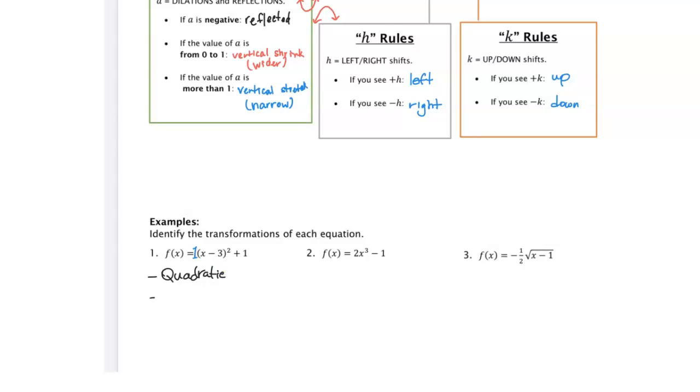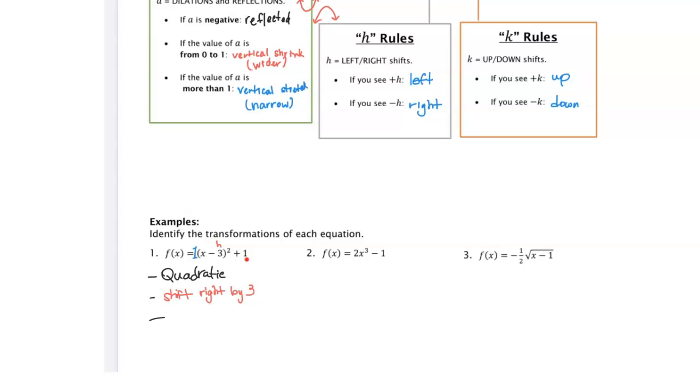Next, we'll look at our H. So our H is inside of the parentheses with our X, and we have a minus 3 for our H. Moving over to our H rules back at the top of our papers. This is our shifts left and right. We see a minus 3 as our H, so that's a minus H value. So this means that we had a shift right by 3.